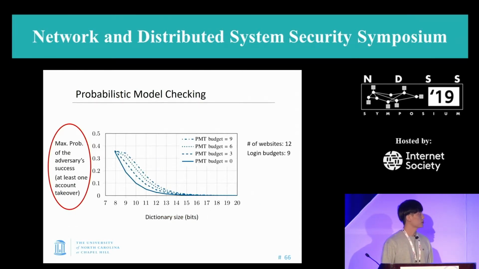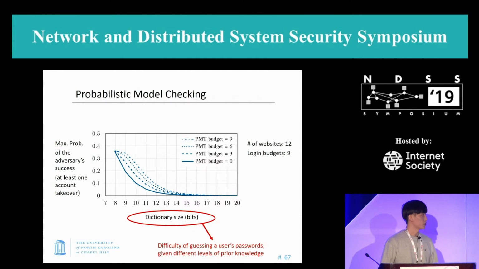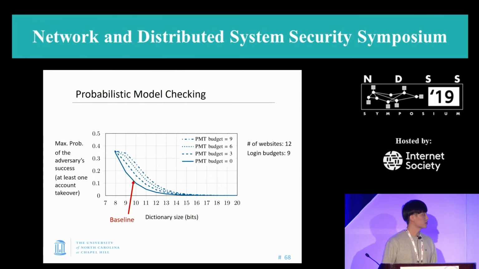We plotted the max probability of the adversary's success in compromising at least one account as a function of the dictionary size, which, again, modeled the difficulty of guessing a user's passwords based on different levels of prior knowledge about these passwords. So this solid curve represents the baseline where the adversary is not allowed to send any PMT queries. As we can see here, when the dictionary size is small, more PMT budgets would bring the adversary higher probability of success. However, this advantage almost disappears when dictionary size gets larger.